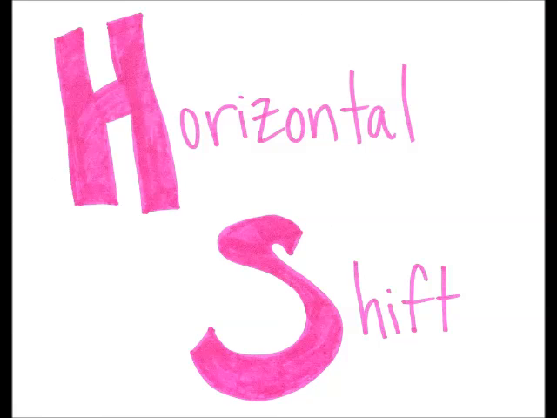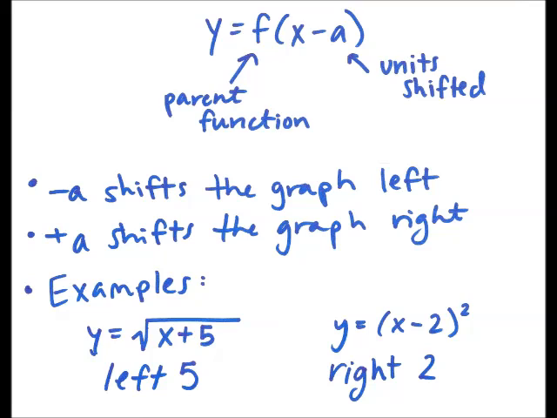The second type of transformation is the horizontal shift. The mathematical formula used to express horizontal shift is y equals f of x minus a. If a is positive, it shifts the graph right. If a is negative, it shifts the graph left. An example of this is the parent function y equals the square root of x changed to y equals the square root of x plus 5, which shifts the original graph left 5 units.